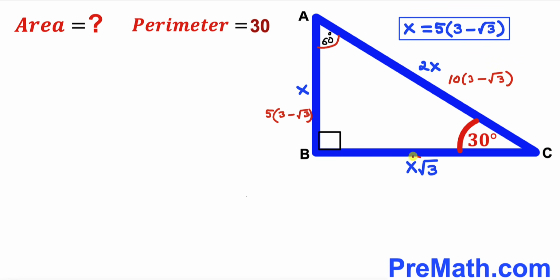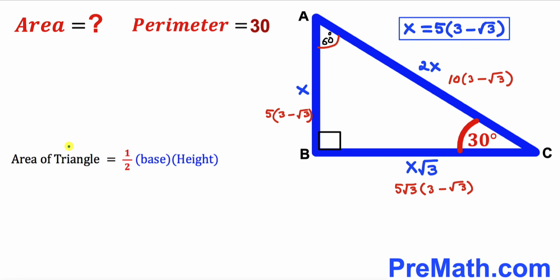And finally this third leg is going to be simply x times the square root of 3, which means we can write 5 times the square root of 3 times (3 minus the square root of 3). And here's our final step. Now we are going to calculate the area of this right triangle ABC.